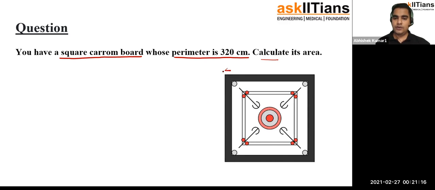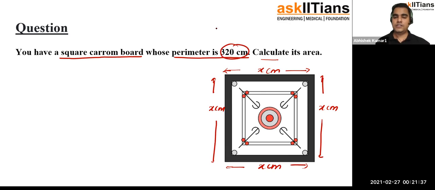Okay, so I am going to assume the length of this side to be, let's say, x centimeter. So if this side is x centimeter, then it is very clear that all the other sides will also be x centimeter. Clear? So this is x, this one will also be x, correct? And what are we provided? We are provided the value of perimeter, which is equal to 320 centimeter.